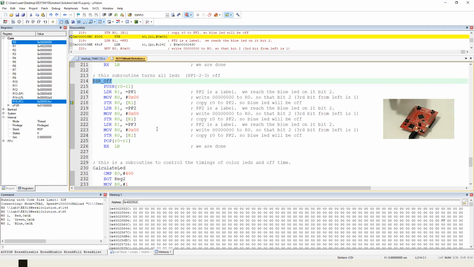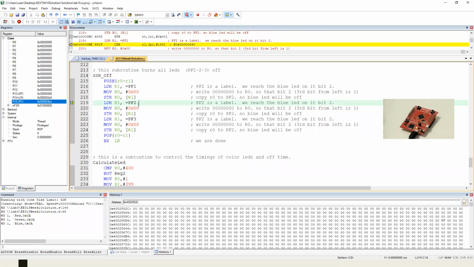You may say the LEDs are already off, but that's also an initialization. That's a redundant operation, I know, but I'm making the LEDs off. Anyway, I'm doing it for PF2 and PF3.